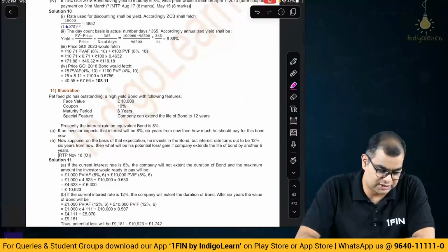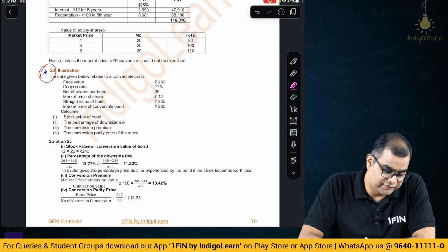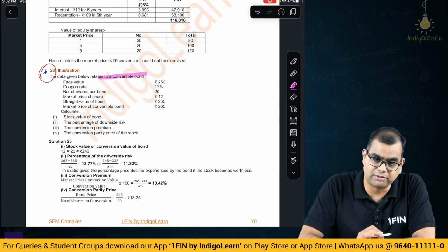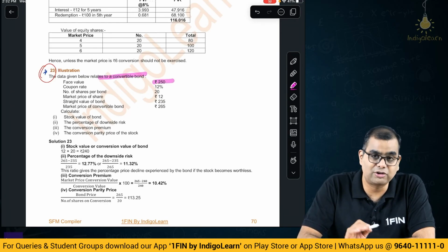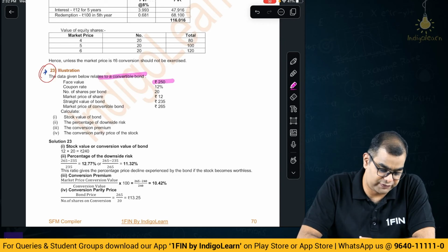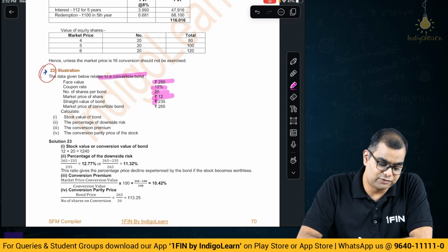Let us see. This is, I think, question number 23. Given data below relates to a convertible bond. Face value of the bond, when they say face value, they are referring to the bond, not to the equity share, is 250. Coupon rate is 12%. Number of shares per bond is 20. Market price per share is 12. Straight value of the bond is 235. Market price of the convertible bond is 265.